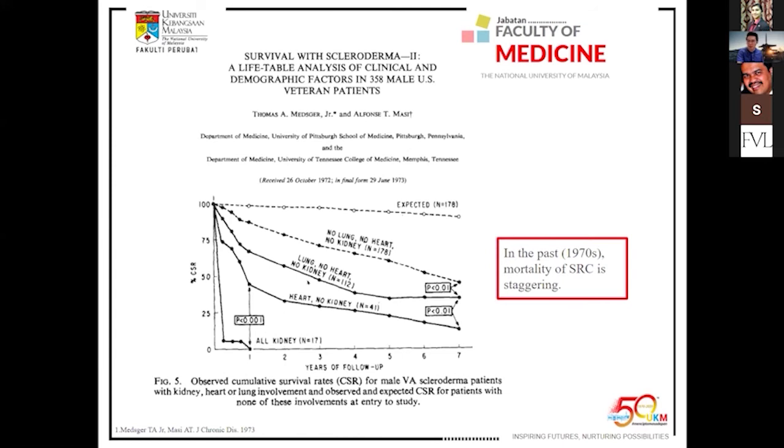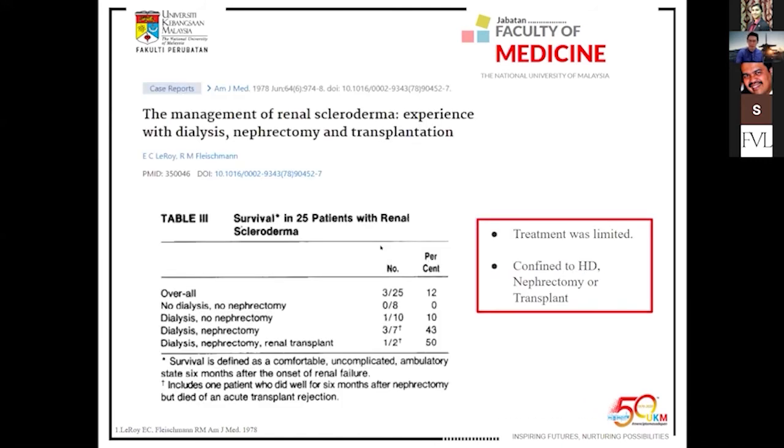So it's a tragedy if you get scleroderma in 1970. And the treatment available in the 1970s, again, is very limited. So what you can do is dialysis. You even need to do a nephrectomy to control hypertension. And you can think about renal transplant in the past. But all of this is actually not so effective.